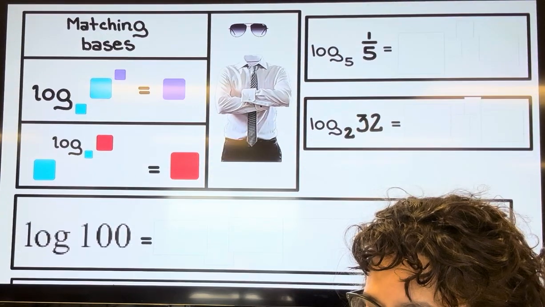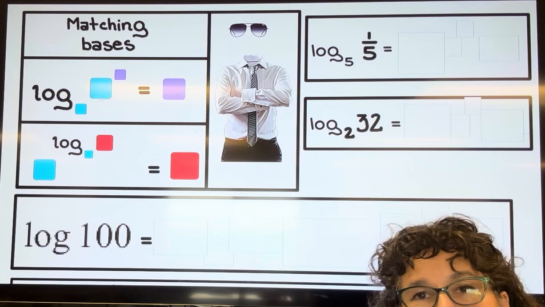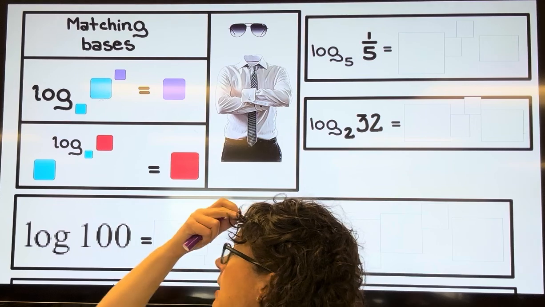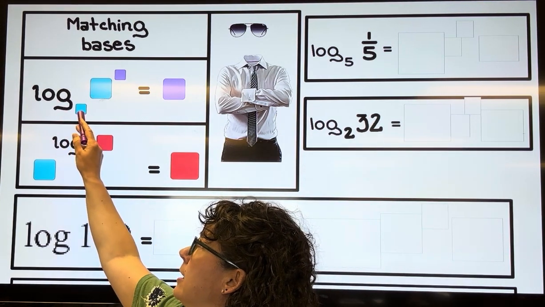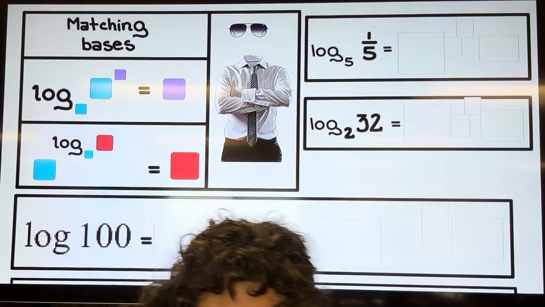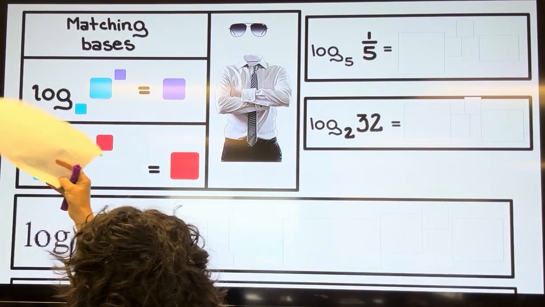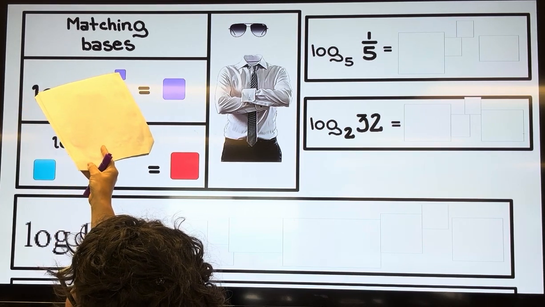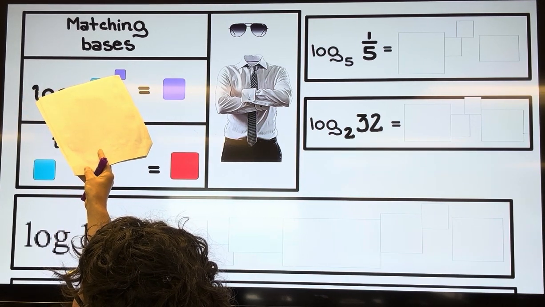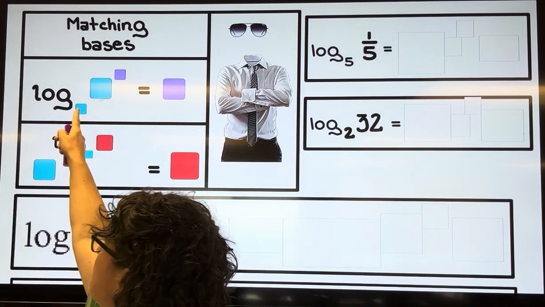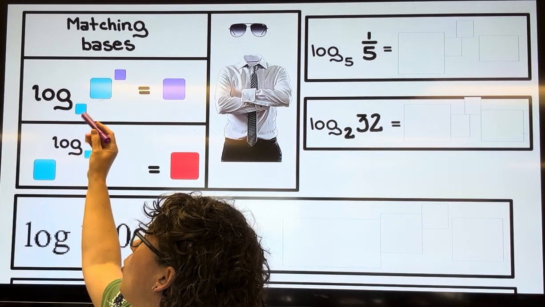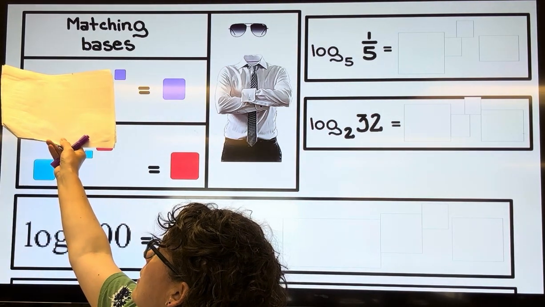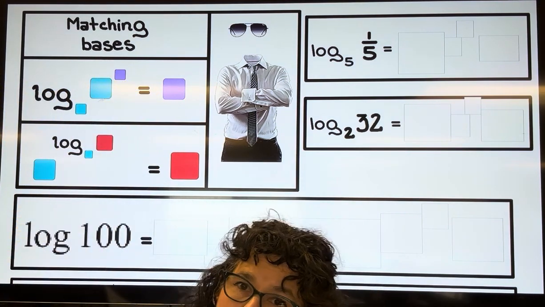The next property we're going to go through is what happens when the bases are matching. What I mean by that is, the name of this is a base. For example, 5 to the power of 2, this is the base and that's the exponent. So vocabulary wise, this is a base and this is a base. When the bases match, then everything disappears and all I have is the exponent.